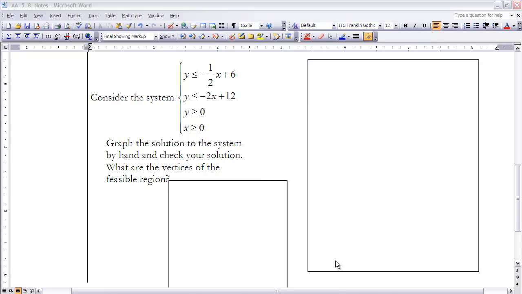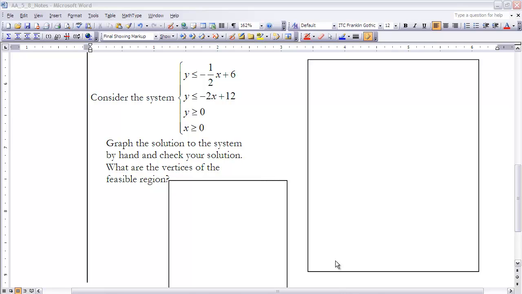Okay, let's take a look at example 2 here. It says, consider the system y is less than or equal to negative 1/2 x plus 6, y is less than or equal to negative 2x plus 12, and then y is greater than or equal to 0, and x is greater than or equal to 0.